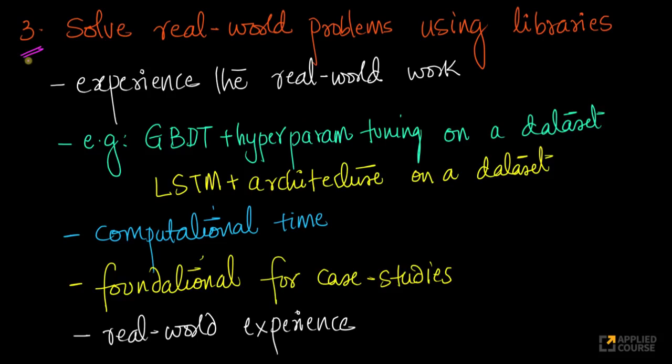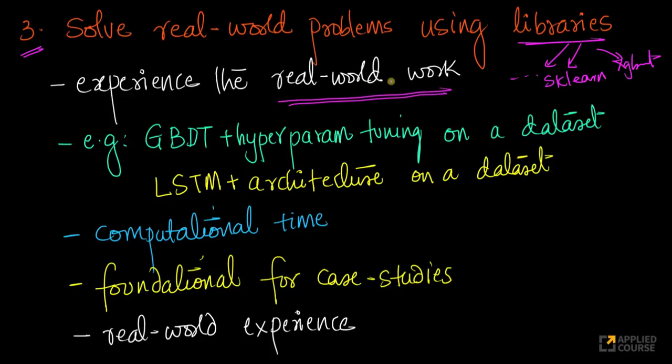The third type of assignments that we have are to solve real world problems using libraries. We use multiple libraries starting from scikit-learn, XGBoost, right? Using TensorFlow, Keras. We use a bunch of libraries. We use appropriate libraries for every machine learning technique. The purpose of having these assignment problems is to give you an experience of the real world work that is done by data scientists and machine learning engineers. So let me give you an example.